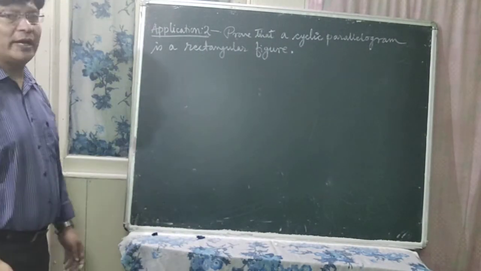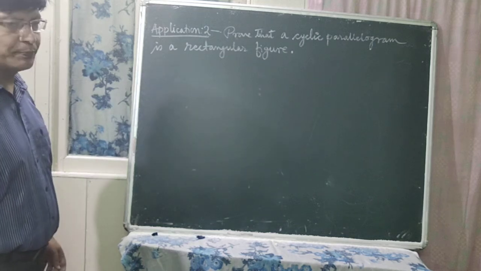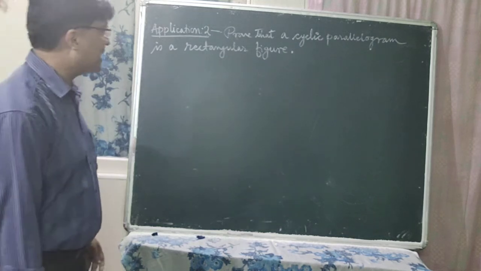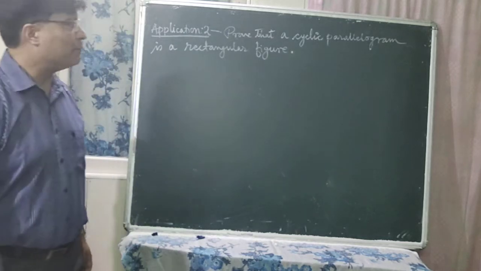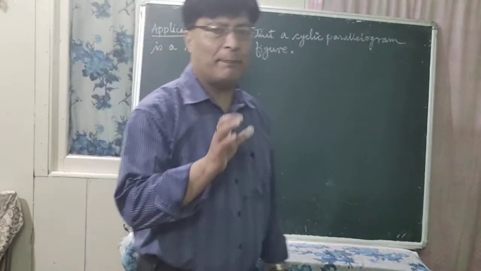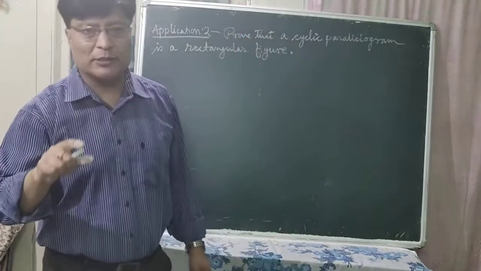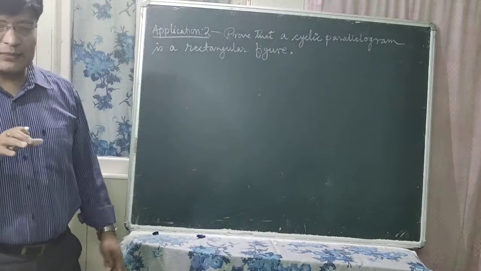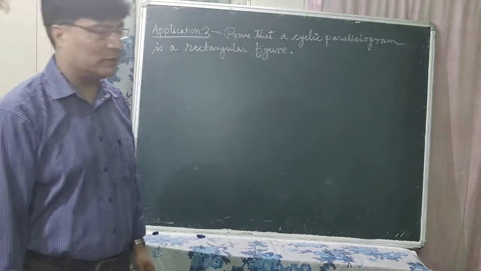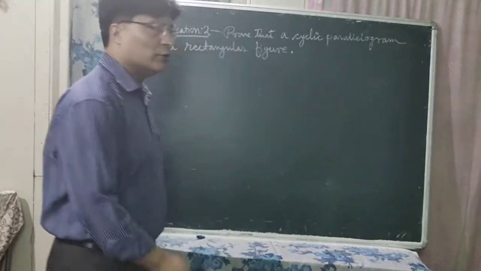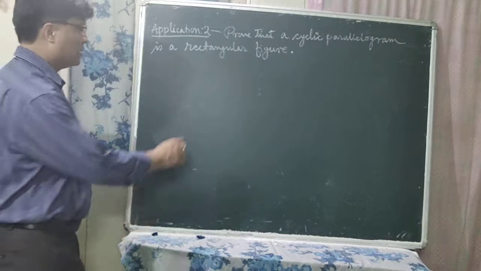Now we are doing application number 2. You have to prove that a cyclic parallelogram is a rectangular figure. Cyclic parallelogram means a parallelogram is inscribed in a circle. You have to prove that that cyclic parallelogram is a rectangular figure. Okay? So you know parallelogram, isn't it?